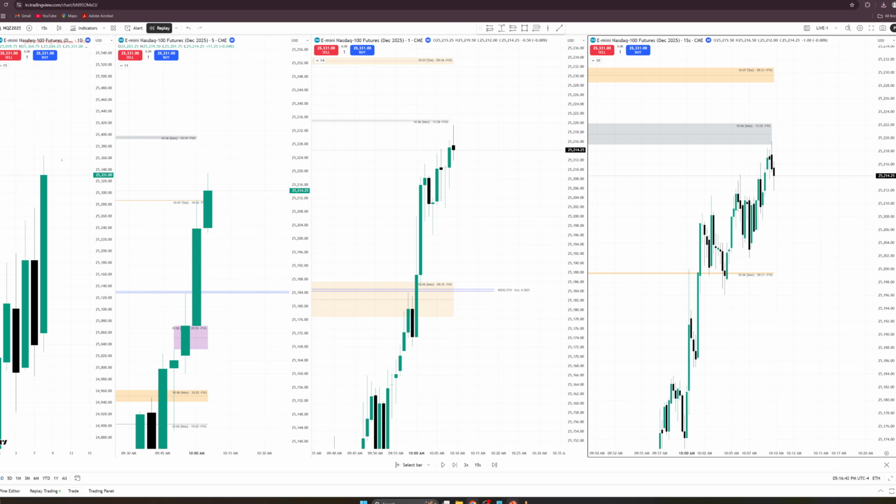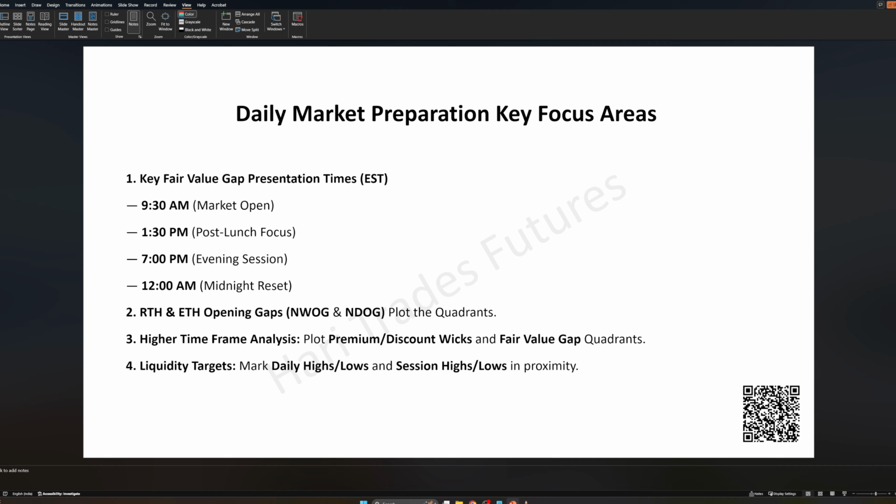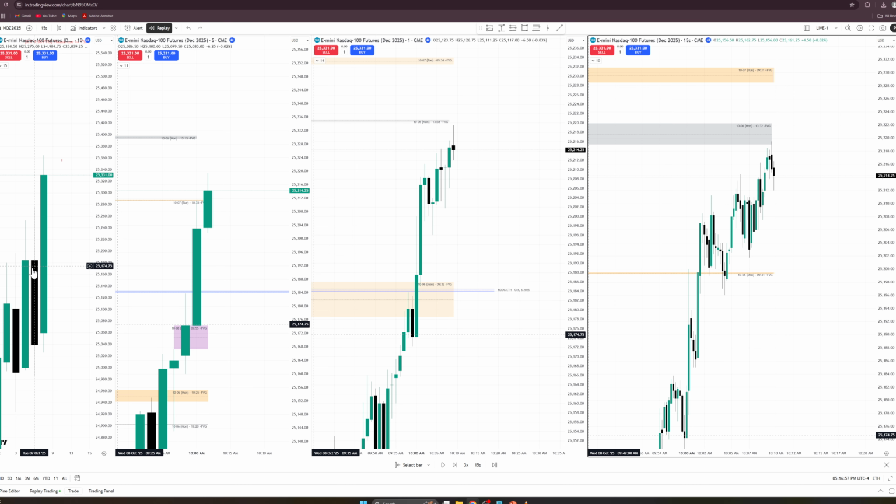Like I said, we have to plot all these levels, right? We have to plot daily or weekly or whatever it may be in the nearest proximity. You have to plot premium and discount wicks, right? So let me plot. This is the daily chart and this is 8th October day's price action. This candle is in proximity to 8th October.